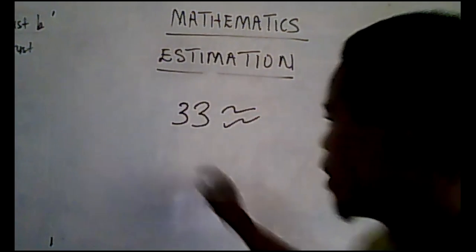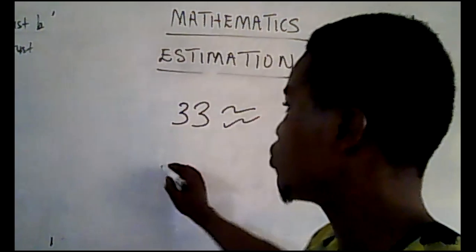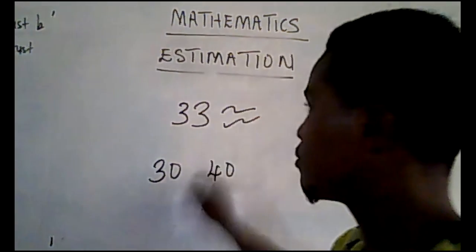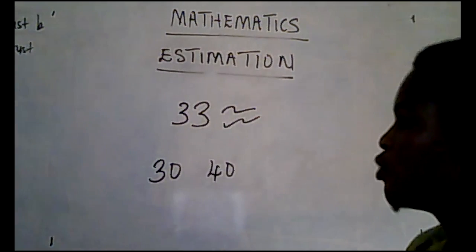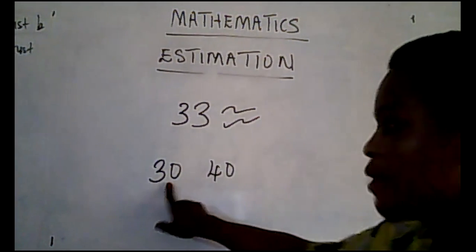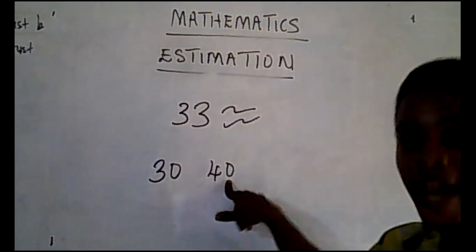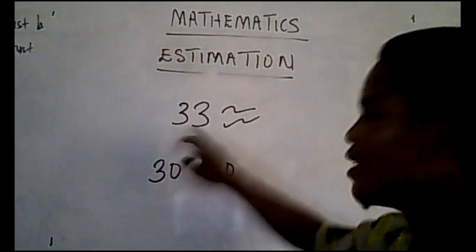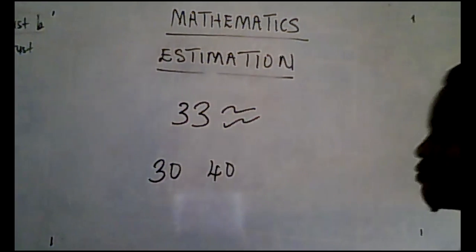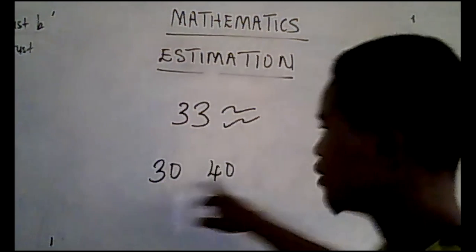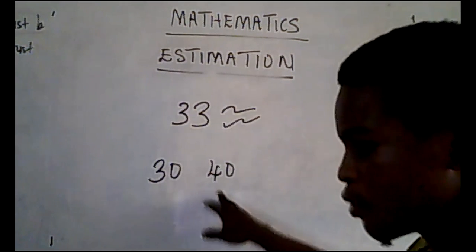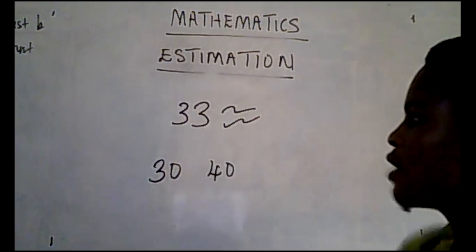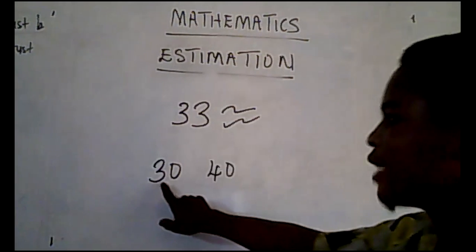We have this 33, right? That is, 33 is between 30, because it's bigger than 30, and less than 40. Now, tell me, which of these two 10s is 33 closer to? This is a 10, this is another 10. Now, which of these 10s is 33 closer to? 33 is closer to 30 than to 40.